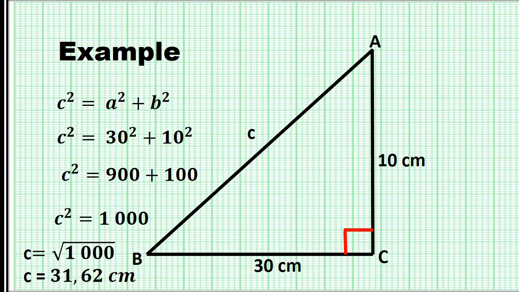So if you take 30 squared plus 10 squared, that would give you c squared. Simplified, 30 squared is 900, plus 10 squared is 100. 900 plus 100 gives you 1,000, and the square root of 1,000 will give you 31.62 centimeters. So the length of c would give you 31.62 centimeters.